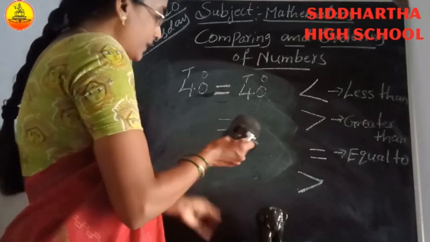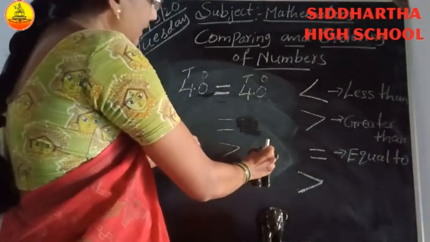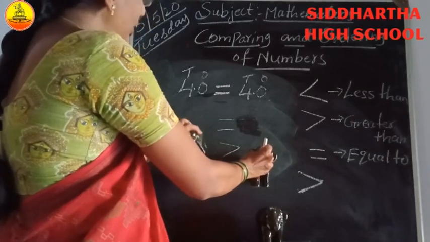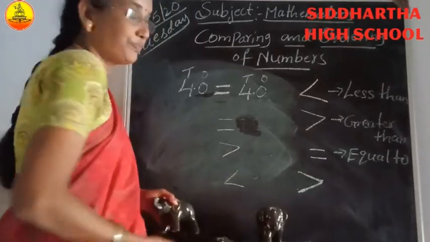Now I will change the order. Now we will take it like this. This is the small one, this is the big one. Then you will get it in this way.